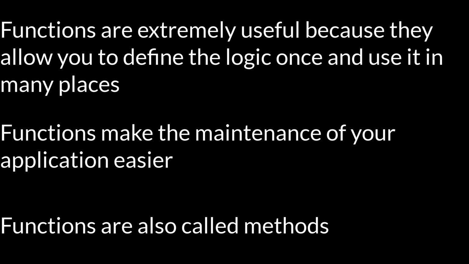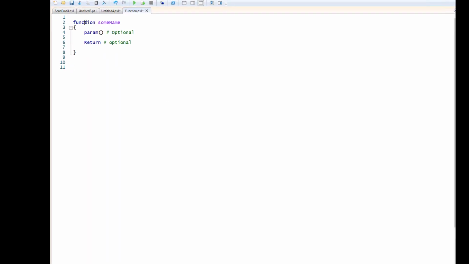Functions are also called methods, and we will take a look at PowerShell functions and methods in this video. The signature of the function looks like this. Function is a keyword, followed by some name and parameters. The parameter block is optional, with an open bracket and close bracket. By using the parameter you can send some value or string to perform a certain calculation or send an email, etc. And this is the return keyword. You need to put this if there is a return value, which is optional.